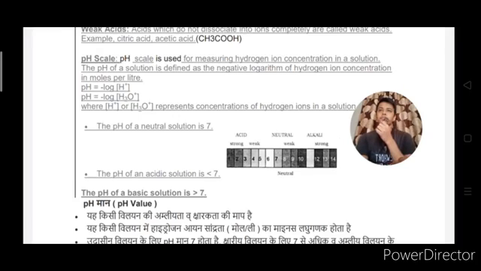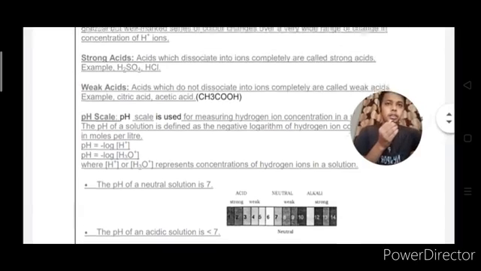The pH of blood is between 7.35 to 7.45. The pH of saliva is between 6.5 to 7.5. So there are lots of things like that, and you should know these things. The pH of soil also plays an important role. Let's move to another topic.